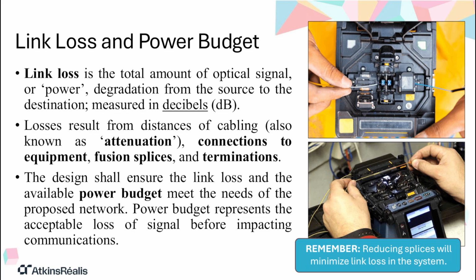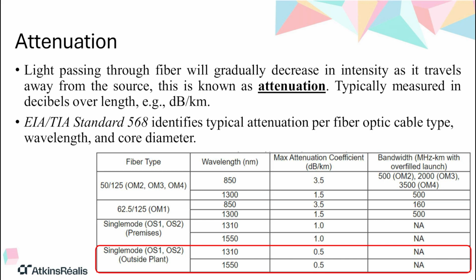What causes that loss? Several things contribute. First is just the fiber itself, attenuation. Light naturally gets dimmer the further it travels through the glass. It's like looking at stars, the farther away they are, the dimmer they seem. We measure this in dB per kilometer. Standard specs exist, like from AtkinsRealis, but you always want the actual value from the cable manufacturer's sheet for real design. Okay, so distance causes loss.